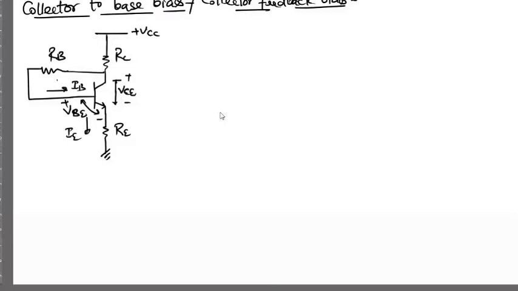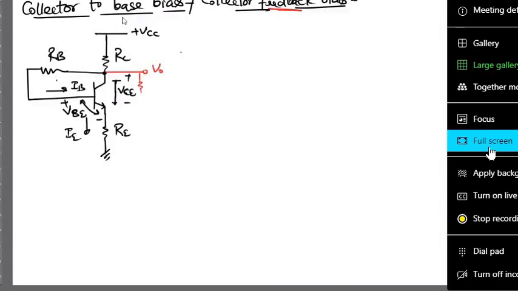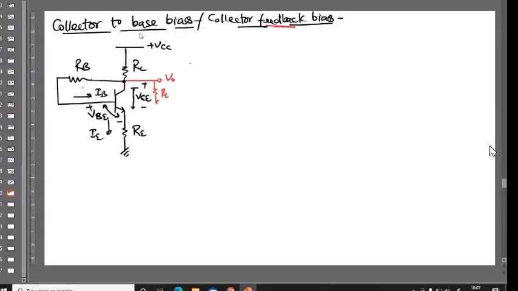What is the meaning of this word feedback? Let me explain. Generally, in this configuration of amplifier, we take output here. This is load resistance. We collect output here at the collector terminal, after the collector resistance.